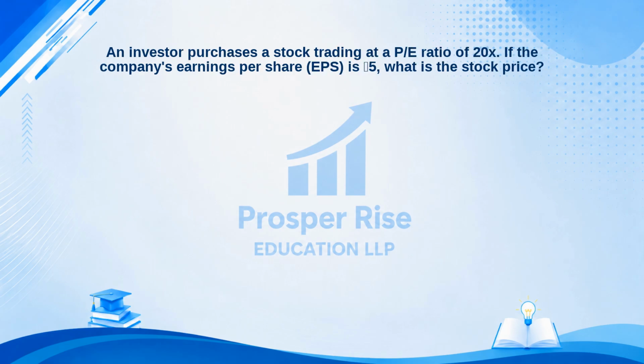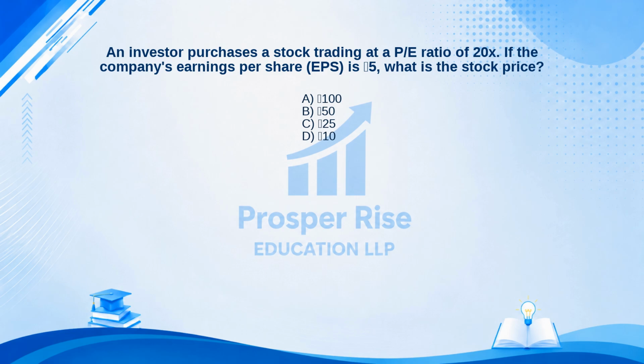An investor purchases a stock trading at a PE ratio of 20x. If the company's earnings per share, EPS, is Rupee 5, what is the stock price? Here are your options. A. Rupee 100. B. Rupee 50. C. Rupee 25. Or D. Rupee 10. Take a moment to pause the video and decide.